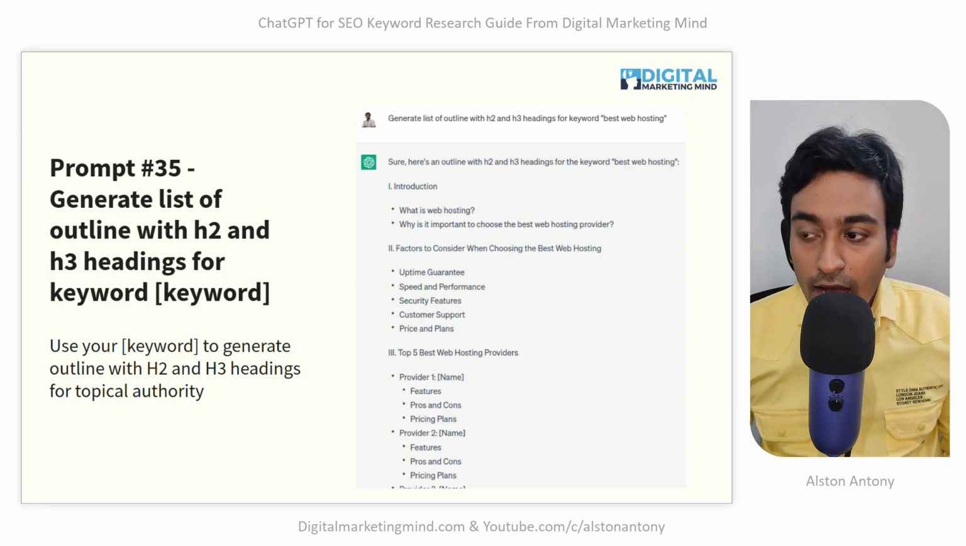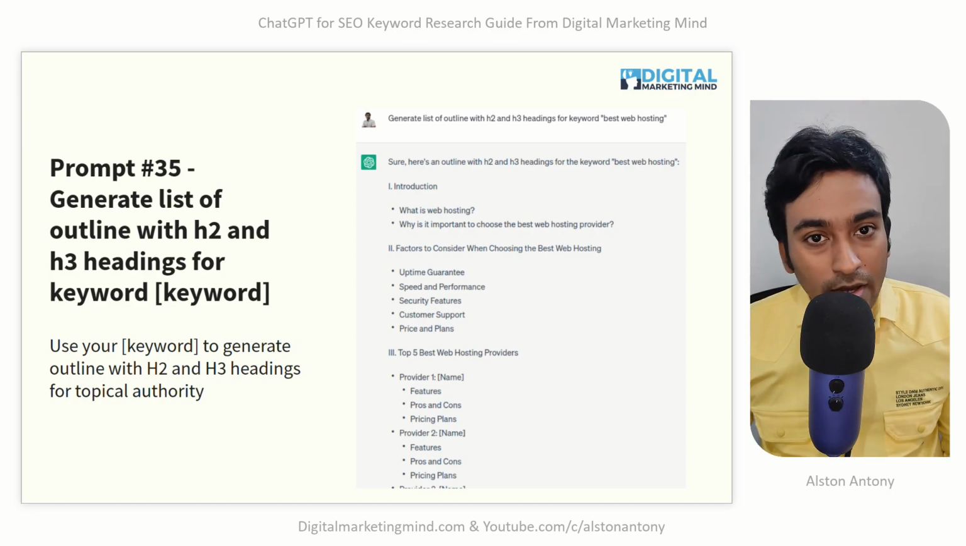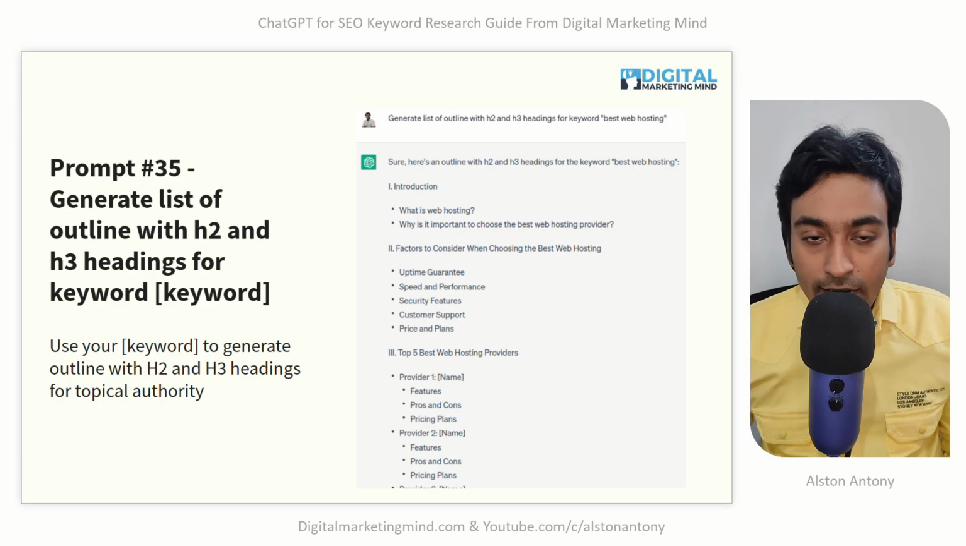For example, I asked for best web hosting, and one of the keywords it provided was top 5 best web hosting providers, which can be a really good keyword. So depending on your use case, you can ask it to write an outline and come up with several keyword ideas from that outline data also.